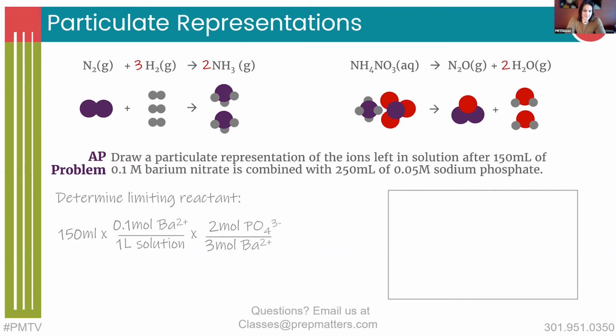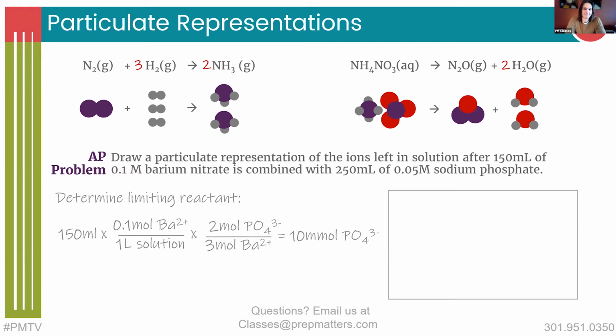We have 150 mils, and we convert that to moles of barium, since it's 1-to-1, just using the molarity, 0.1 moles per 1 liter of solution, right? And then I imagine how many moles of phosphate we're going to need to react with all that barium. From our balanced equation on the last slide, we know that the ratio is 2-to-3. So basically that means that we've essentially added enough barium to react with 10 millimoles of phosphate.